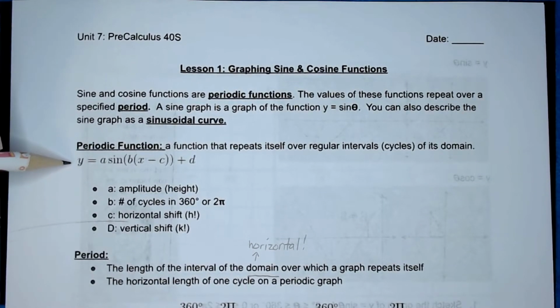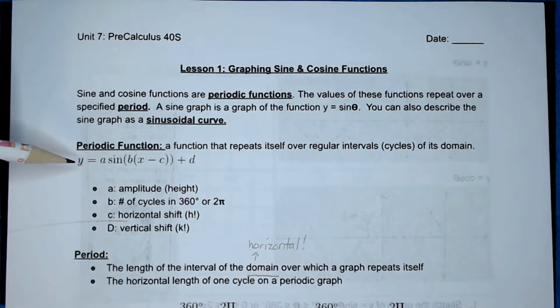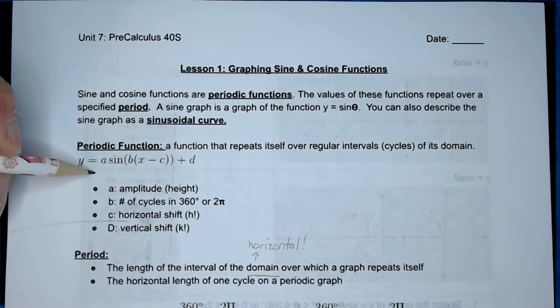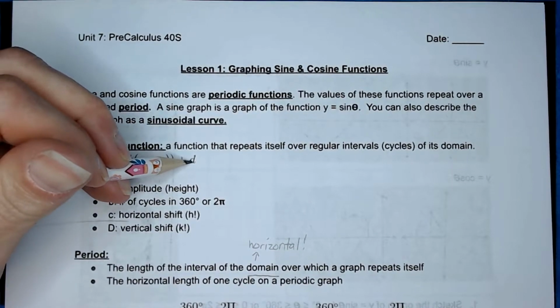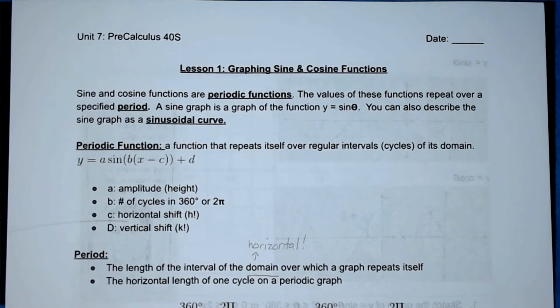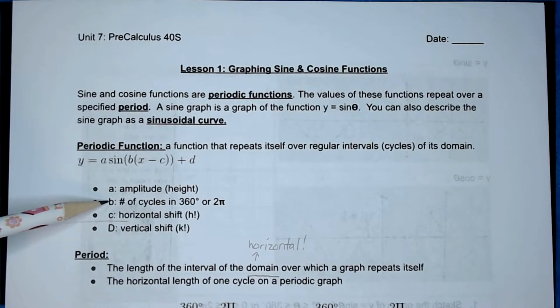We have a general formula for it. I just wanted you to notice that this general formula has y equals a sine b x minus c plus d. And this should look familiar to you. It's extremely similar to the transformations that we've done previously in this course. So a represents our amplitude, that's our vertical stretch. B is the number of cycles in 360 degrees or 2 pi. It just depends if you're measuring in radians or degrees.